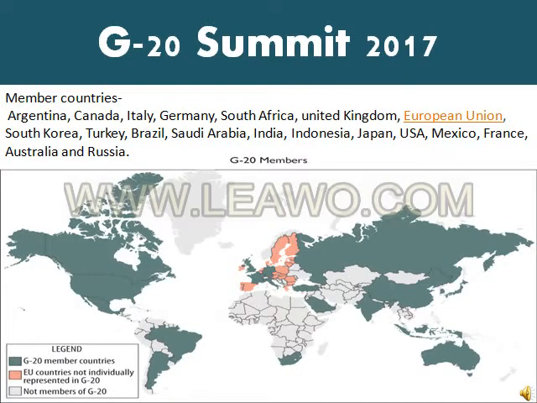When G20 was formed with the 7 nations, at that time all countries were developed nations, but now both developed and developing economies are part of the Group 20 summit. You can see here the globe now, and you can compare it with the previous one when G20 was started. There is a map of the member countries plus the European Union. Almost 70% of the world's economies are covered, or you can say are a part of the Group 20 summit. So this is a very big platform, and it's our privilege that India is also a member of G20.